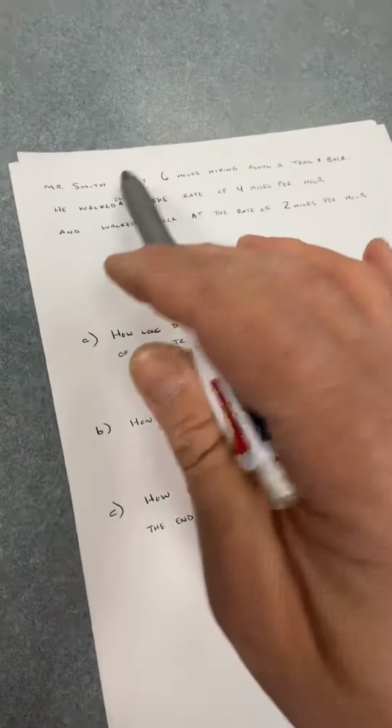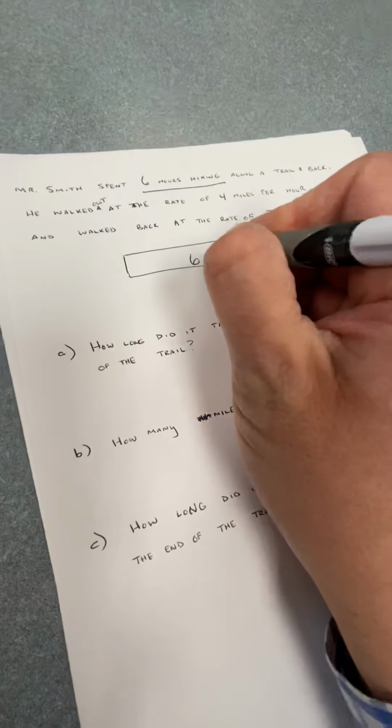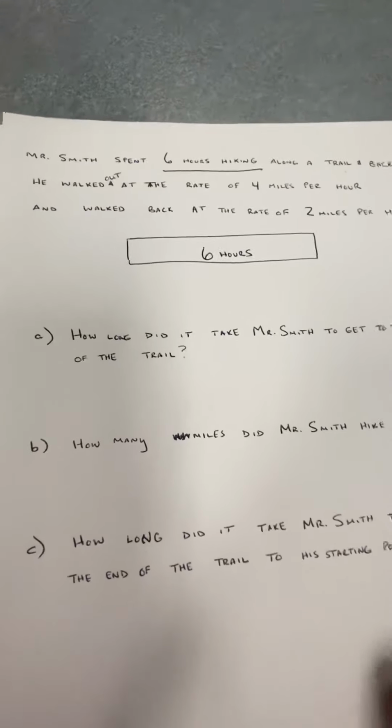So he spent a total of 6 hours hiking. He went down the trail and back. So we've got to cover, that's everything. So the first thing I'm going to do, this is called a tape model. And this piece of tape represents 6 hours.